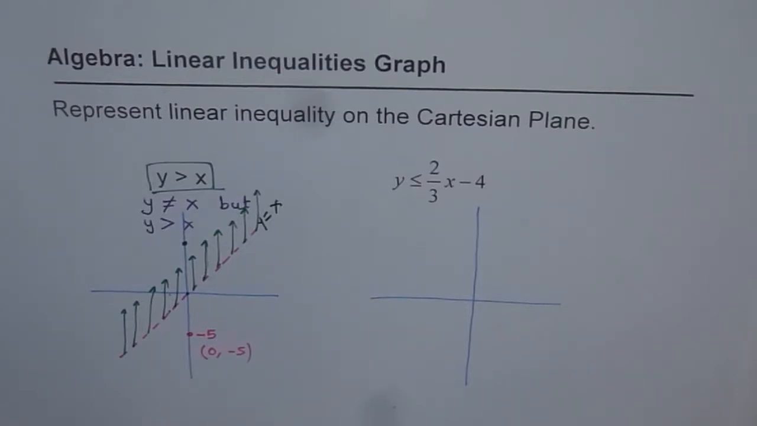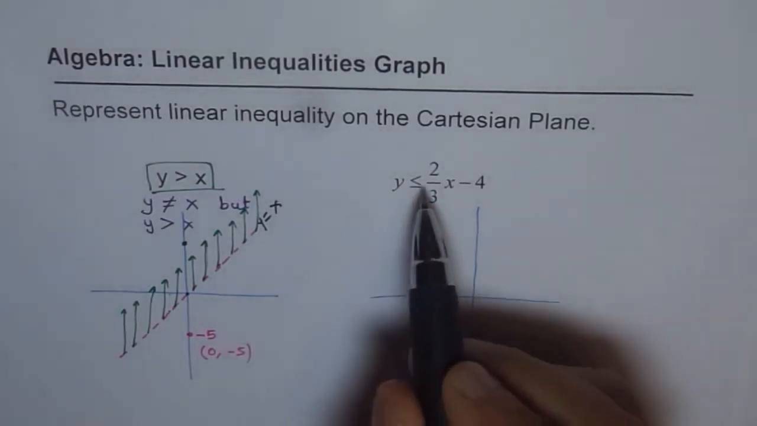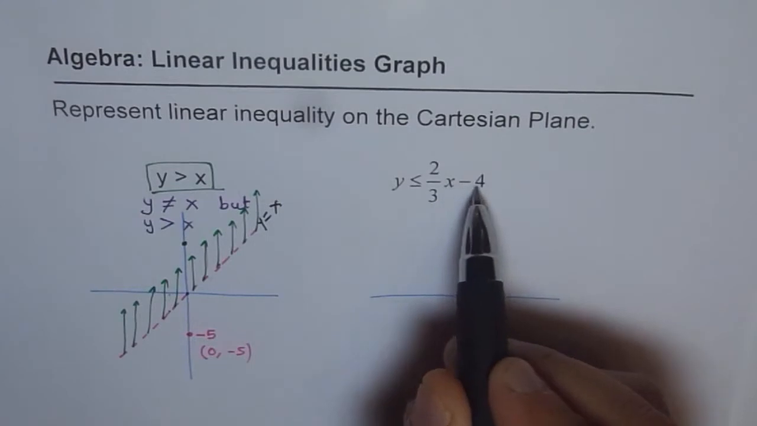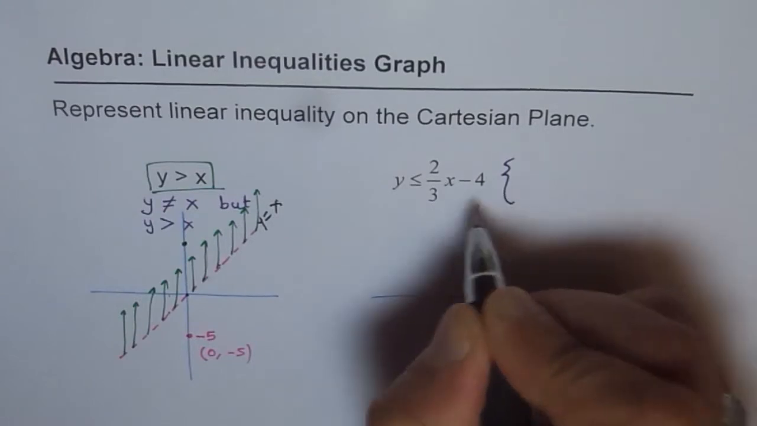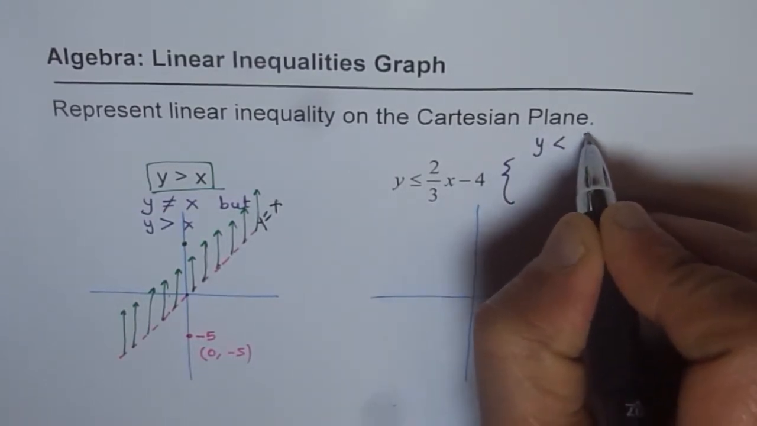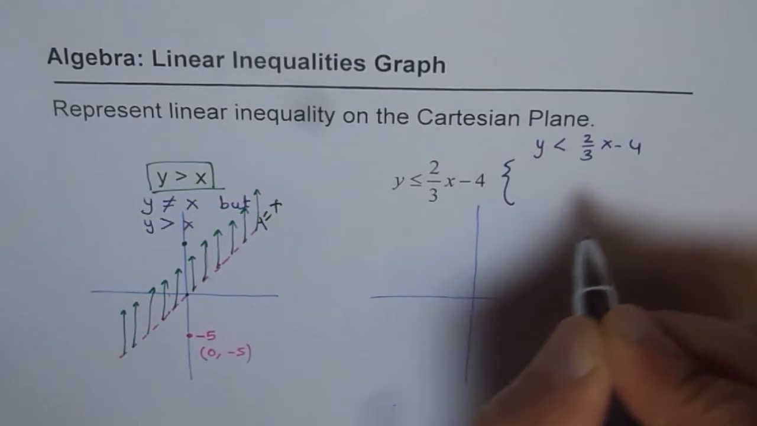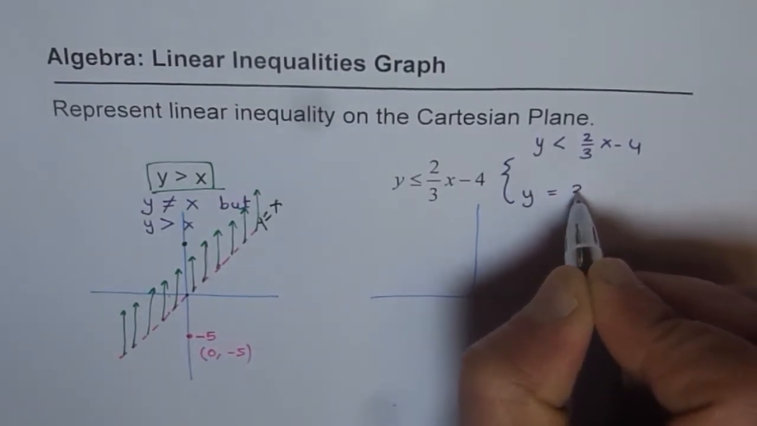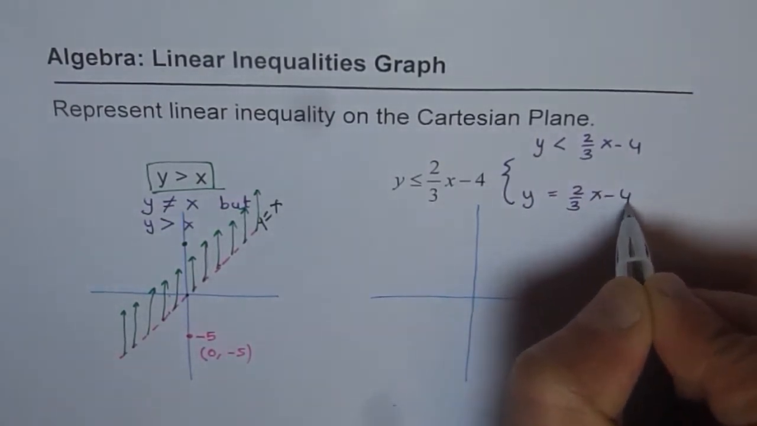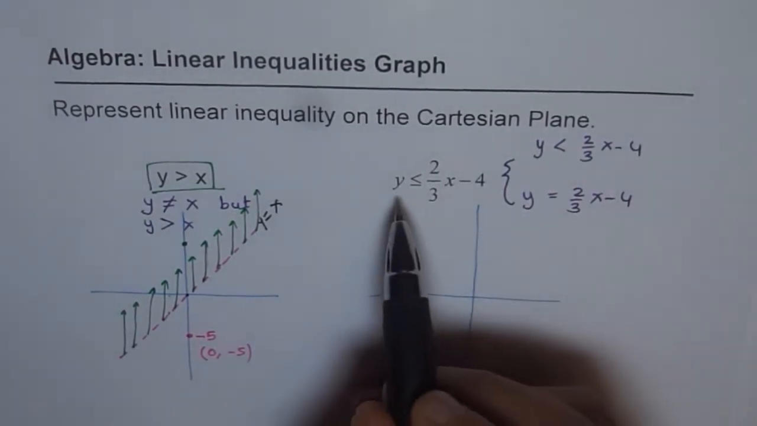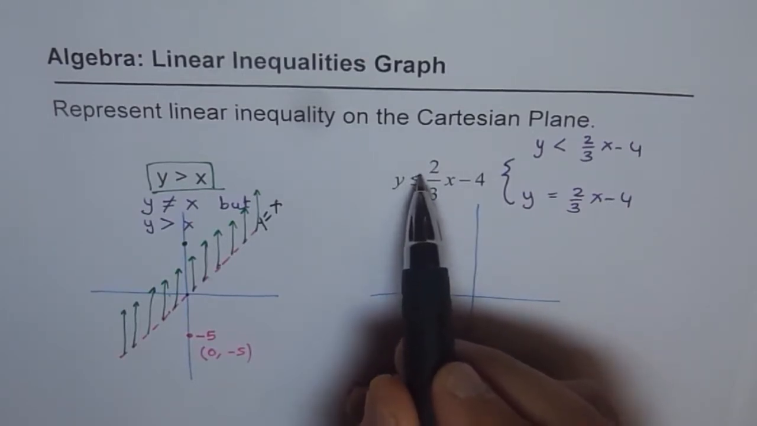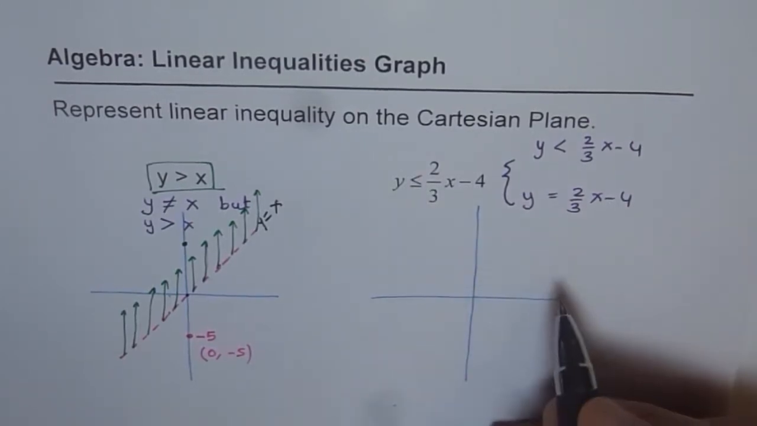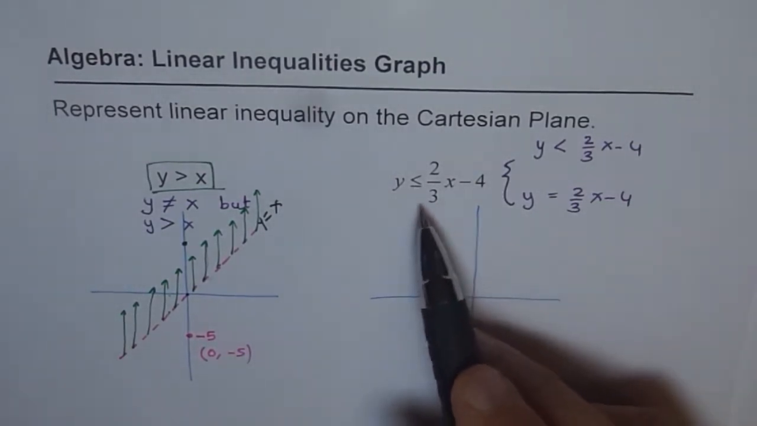So we've done the first one. Now let's look into the next example. It says y is less than or equal to 2 over 3x minus 4. So let's see this equation in two parts. That means it is saying that y is less than 2 over 3x minus 4 and y is also equal to 2 over 3x minus 4. It really means y is less than 2 over 3x minus 4 or equal to. So it is less than or equal to, correct? So both cases are being considered in this equation.